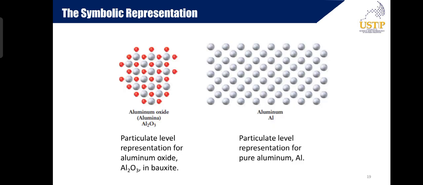So here, the particulate level representation for aluminum oxide is Al2O3 in bauxite, the so-called alumina. So this is the compound aluminum oxide. The silver ones are the aluminum, and the oxygen is the red one. On the right side, this is pure aluminum. So the particulate level representation for pure aluminum is Al.